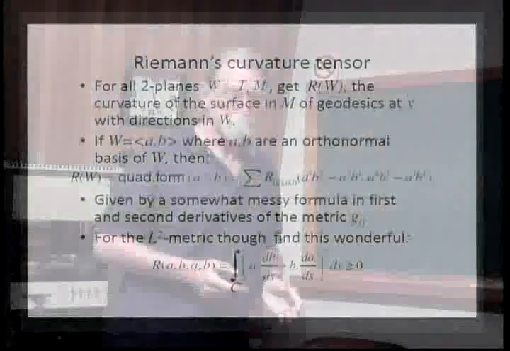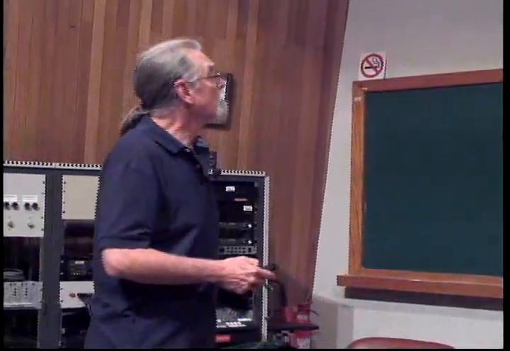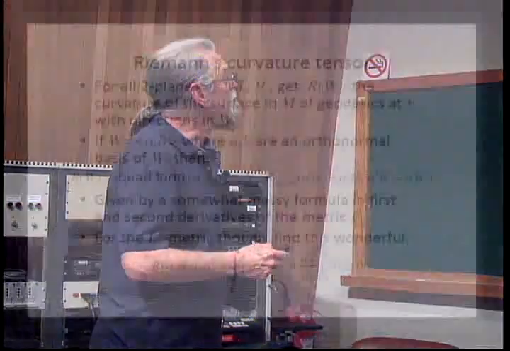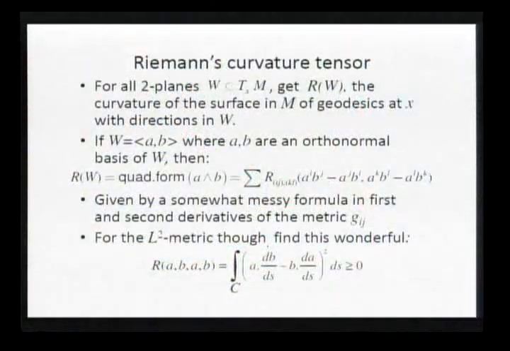Now, curvature. Let me remind you, sectional curvature is what I'm dealing with. Given a two-plane inside the tangent space, say I have any Riemannian manifold M, and I have a two-plane inside its tangent space, then there is going to be a curvature associated with that two-plane, which is the curvature of the surface inside M of the geodesics, which you get by exponentiating W.